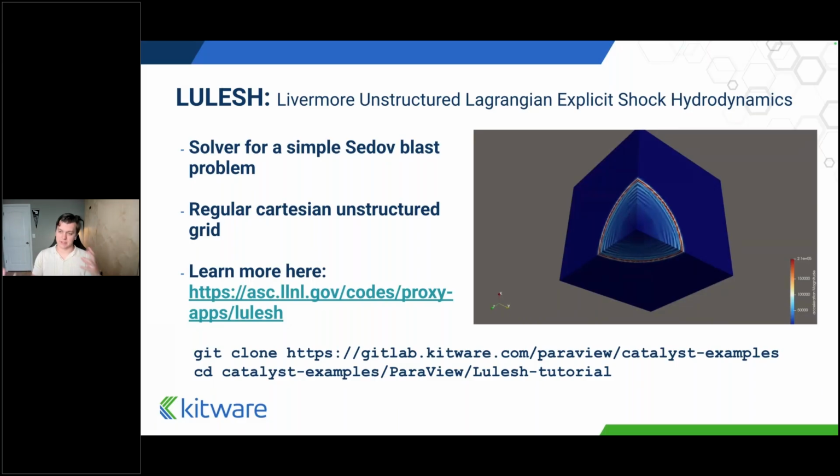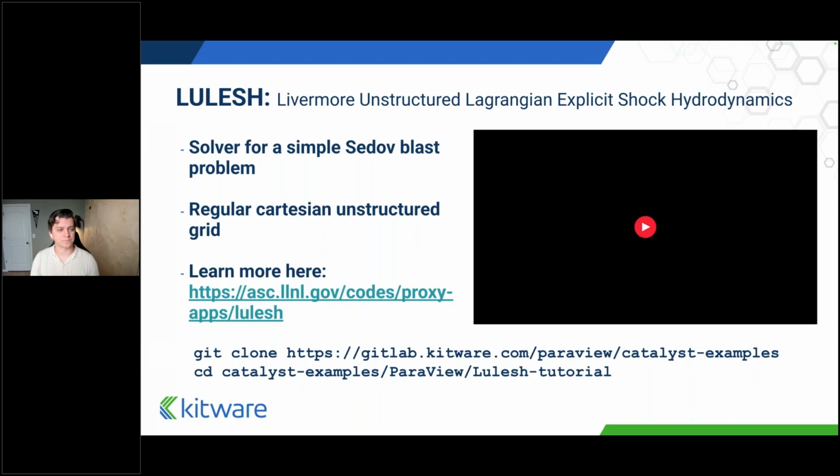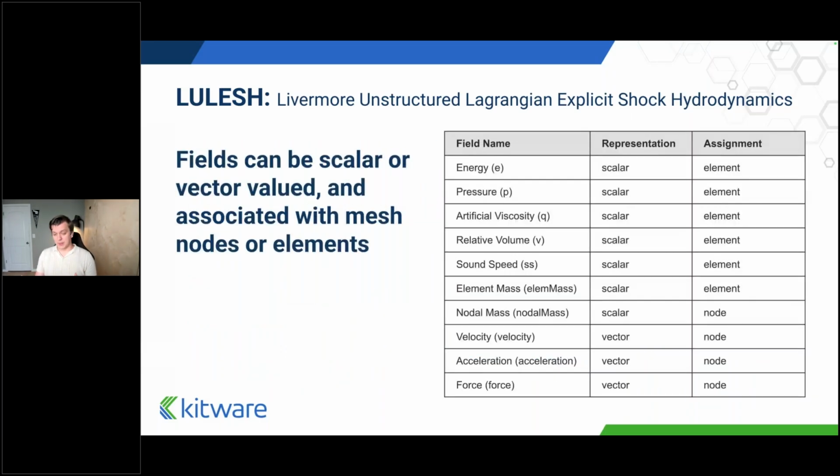The mesh is actually deformed as this blast occurs. But it's a simple example, but as we'll see, it provides enough complexity that we can dig into it. So despite it being a simple sort of problem, it does rely on many actual fields to be simulated throughout the simulation. So here we've got a laundry list of various fields, either scalar or vector valued, that can be associated with either mesh elements or mesh vertices or nodes. And so this provides quite a bit of complexity despite being a fairly straightforward simulation problem.